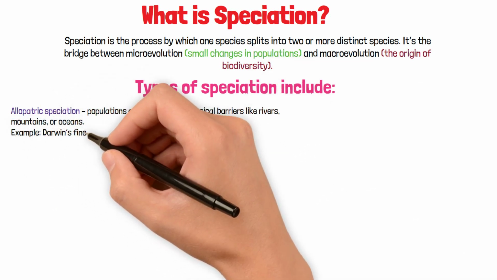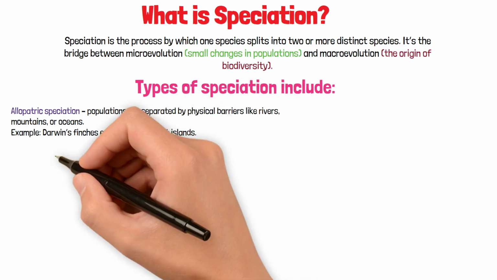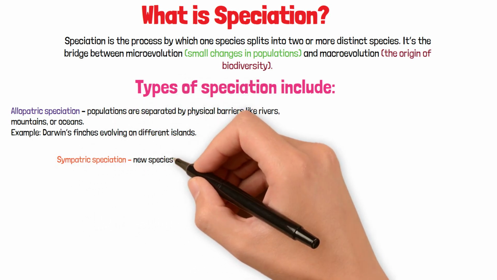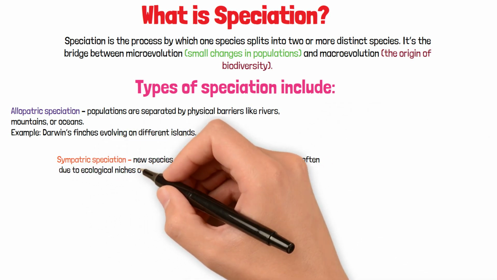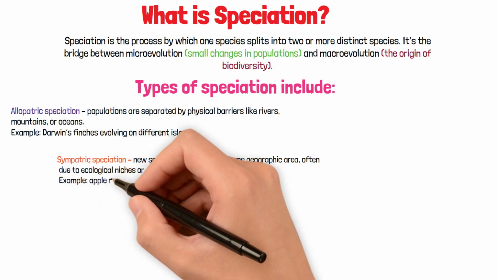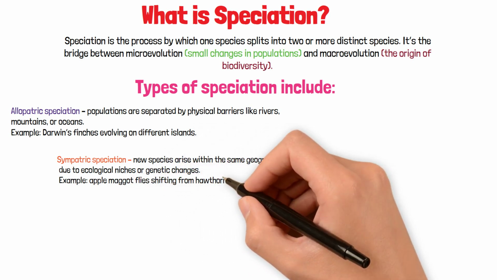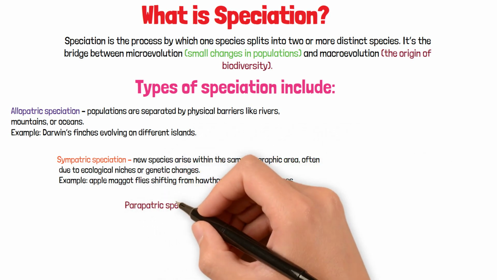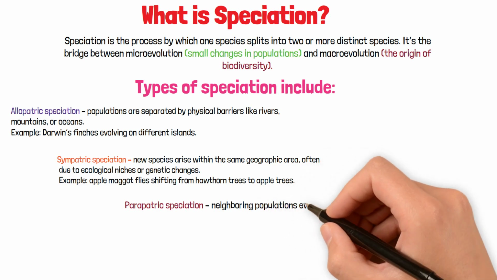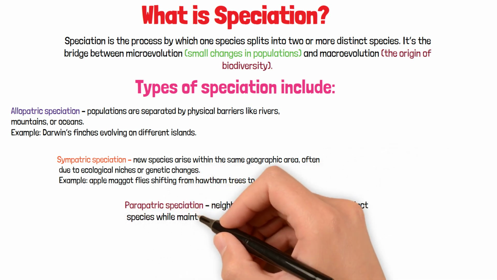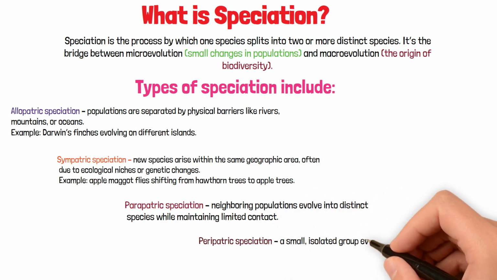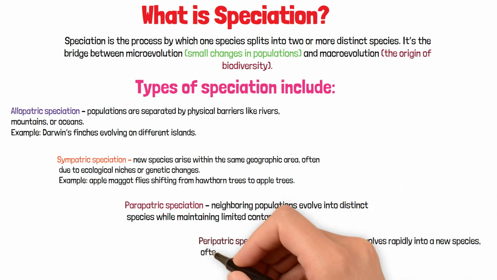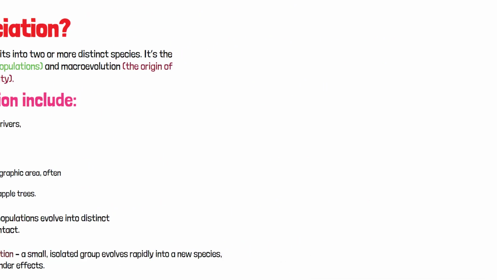Example, Darwin's finches evolving on different islands. Sympatric speciation. New species arise within the same geographic area, often due to ecological niches or genetic changes. Example, apple maggot flies shifting from hawthorn trees to apple trees. Parapatric speciation. Neighboring populations evolve into distinct species while maintaining limited contact. Peripatric speciation. A small, isolated group evolves rapidly into a new species, often due to founder effects.